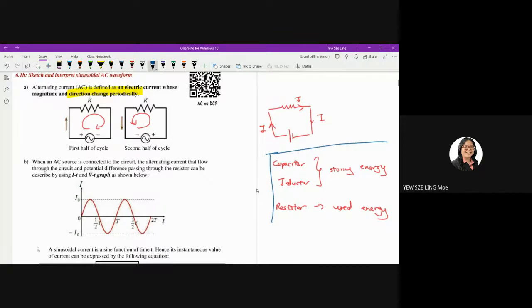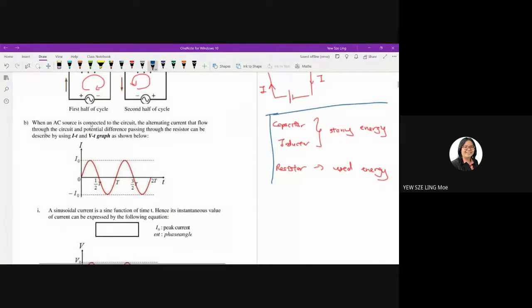Now let's look at the direction. When an AC source is connected to a circuit, the alternating current that flows through the circuit and the potential difference across the resistor can be described by using the I-t and V-t graphs. Since the direction of the current keeps changing, the graph starts from 0 and slowly increases until it reaches the maximum value. Then it starts to decrease and goes back to 0.